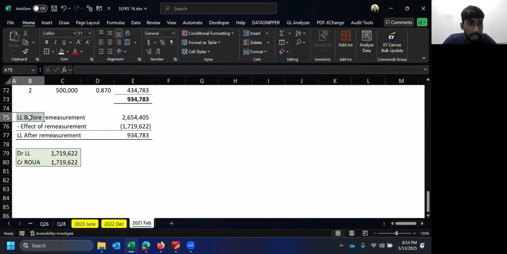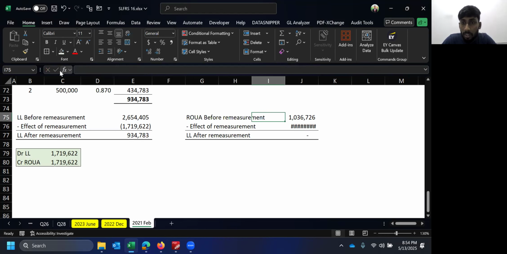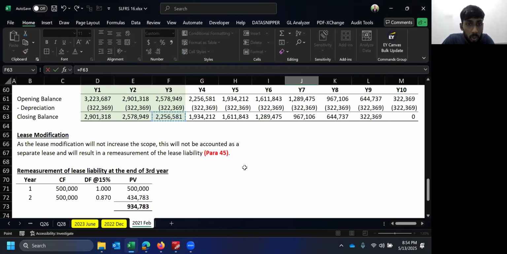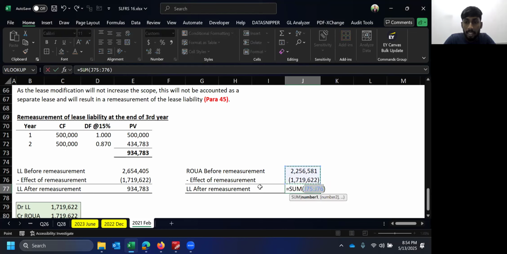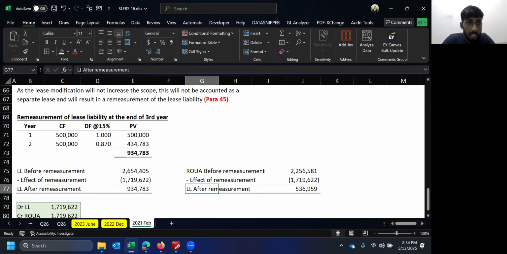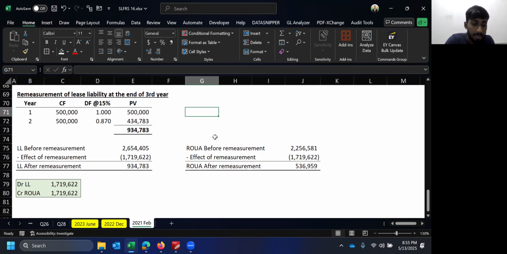So in the same way, I take the right of use asset now. Right of use asset before remeasurement 2.256 million. After putting the effect of remeasurement, right of use asset after modification or after remeasurement I have 536,959. Okay. So that's all.